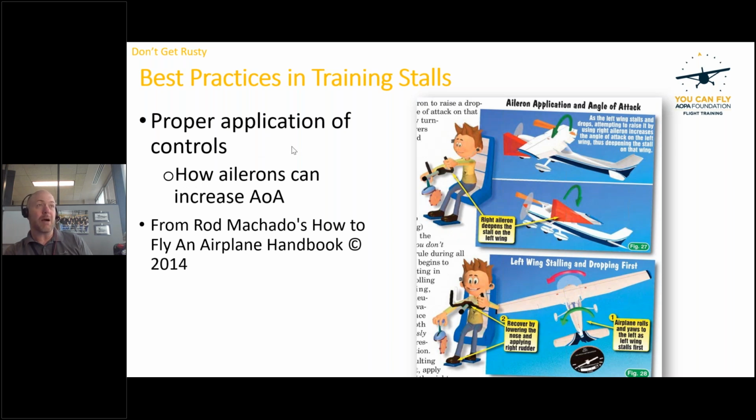But the big part here is this proper application of controls. We're always taught by our flight instructors, if the wing starts to drop, do not put in aileron to fix it. You're supposed to put in, of course, rudder. So use rudder to correct for that. Keep the wings level using rudder, not with aileron.